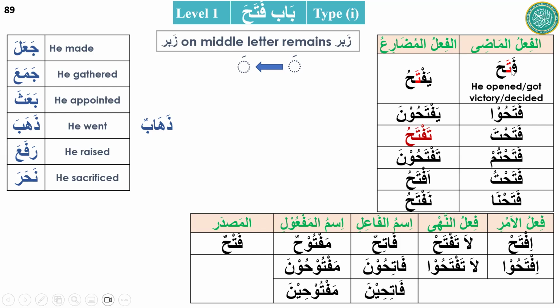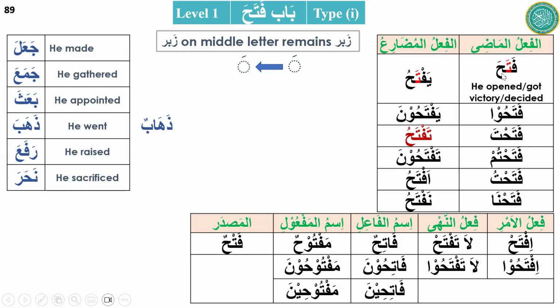Fataha Yaftahu. No, Fataha, don't say zabar, please. Fatha. Fatha, fatha, yeah. Why do we say fatha, fatha here? Can you please explain it? Because the second letter is Fatha. And what is the second letter here? Ta, it has fatha. And the second letter here, ta, what does it have? Fatha. So it will be Fatha, Fatha. So Fataha means he opened, he got victory, or he decided.